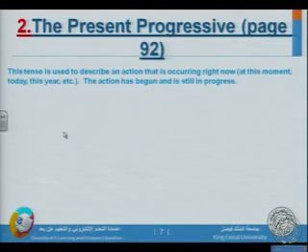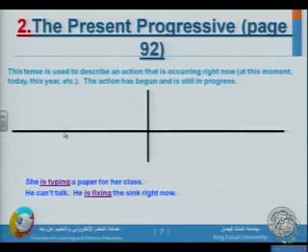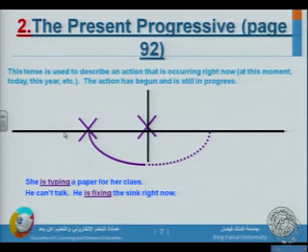The present progressive, you can find it on page 92. This tense is used to describe an action that is occurring right now, at this moment, today, this year, etc. The action has begun and is still in progress. Okay? So this is the use of the present progressive.